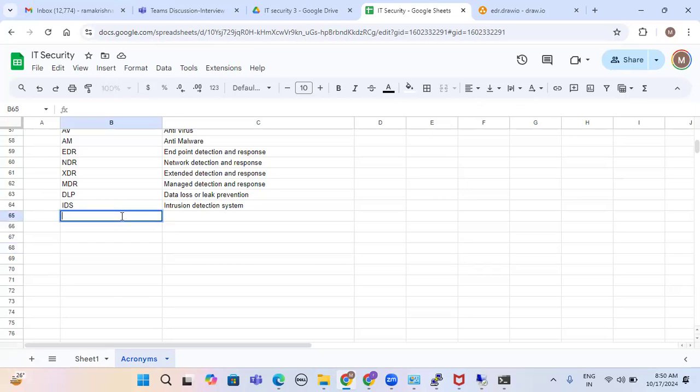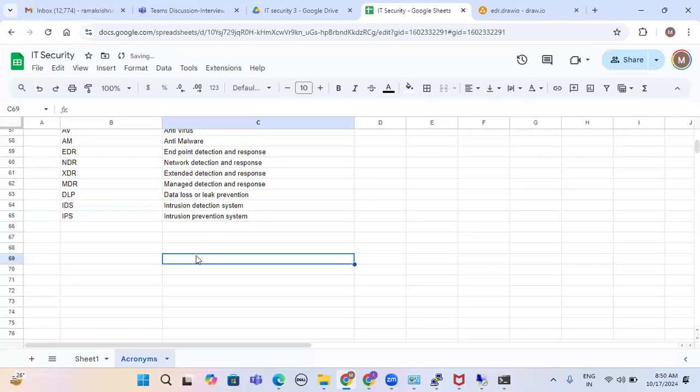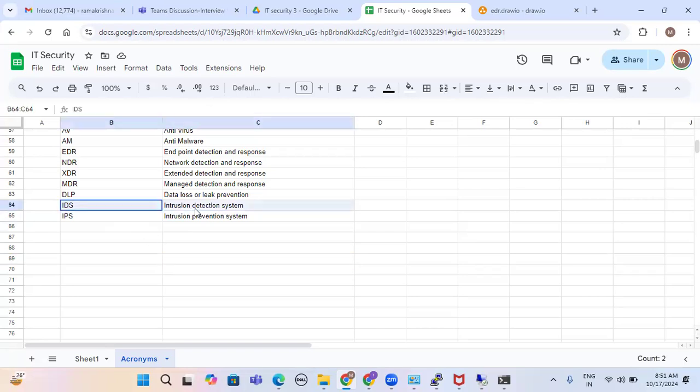So next one is IPS, intrusion prevention system. Here, same thing: whenever any abnormal activity is happening by the attacker or maybe an internal employee, it is not only giving us the notification as an alert, but it will also take care of the preventing as well as the blocking. So that is called IPS. It is one of the favorite interview questions: what is the difference between IDS and IPS, or what is IDS IPS?